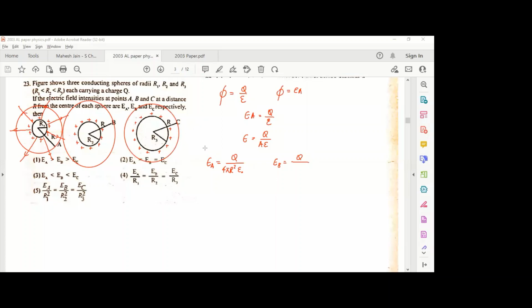So all the spheres here are identical, right? All the spheres have the same radius, so same surface area. So all of the spheres will give us the same value, and EC is also the same, 4 pi r squared epsilon naught. So it's the same, right? So EA is equal to EB is equal to EC. Answer 2.